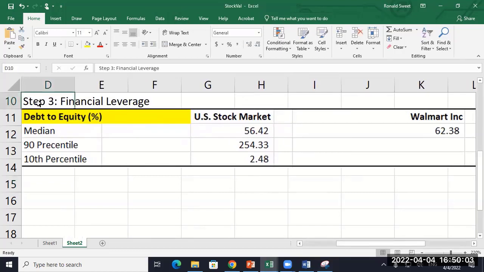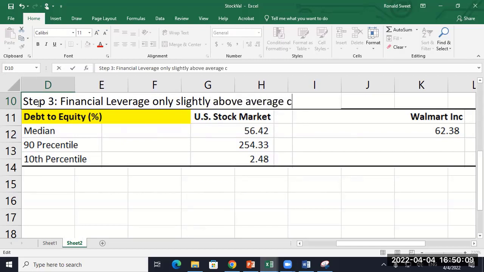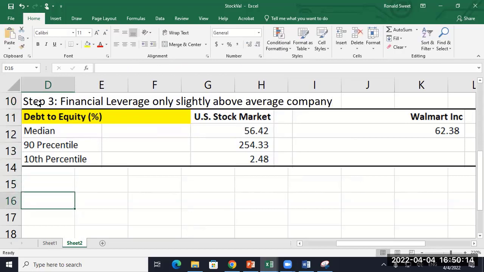So only slightly above average company. So a little bit of debt. They did pick up some debt a few years ago when they bought Flipkart. They've kind of been bringing that back down, but that did add quite a bit of debt to their books.